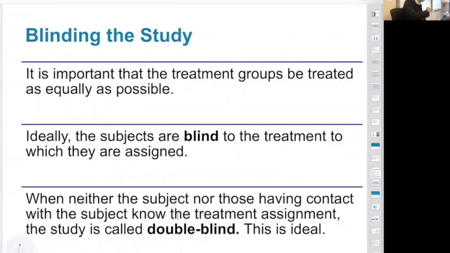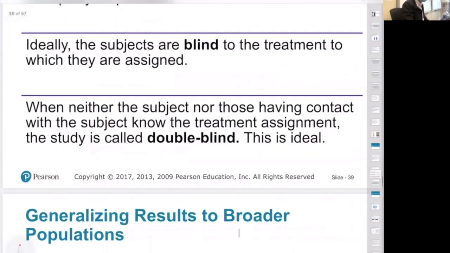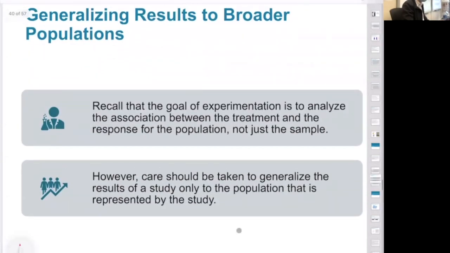As I said to you, blinding the study means the subject will not know if they will take the fake treatment or the real treatment. As you can see here, it's important that the treatment groups be treated as equally as possible. Ideally, the subjects are blind to the treatment to which they are assigned, and you can do double blind. How? When neither the subject nor those having contact with the subject know the treatment assignment, the study is called double blind. Of course, this is better than having just one blind.